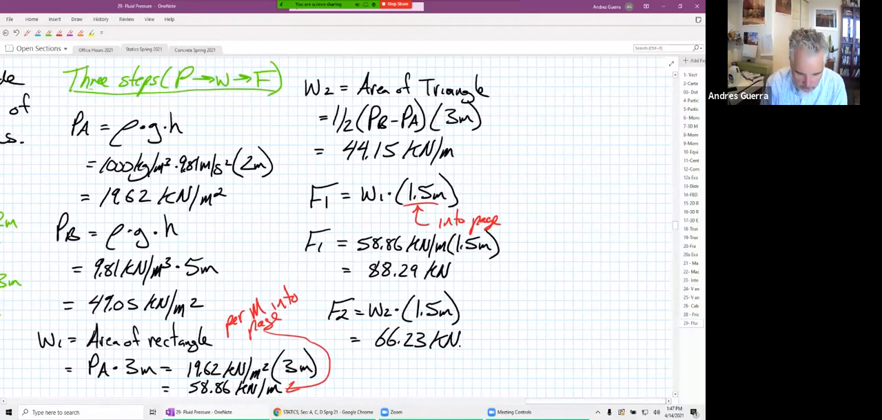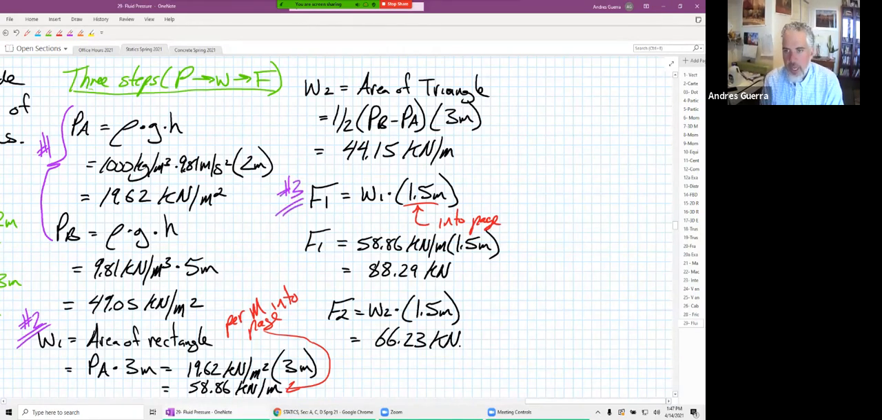So we followed those 3 steps, didn't we? Number 1 was that stuff there. And then number 2 is all of our W stuff. And then number 3 is all the F stuff. If they ask us to find the force per meter, well, we would stop at W. But since they ask us to find the total resultant forces that are acting on there, we stop there.